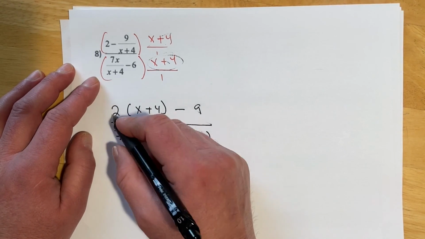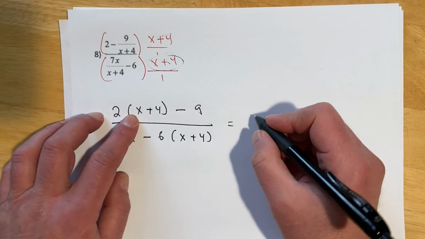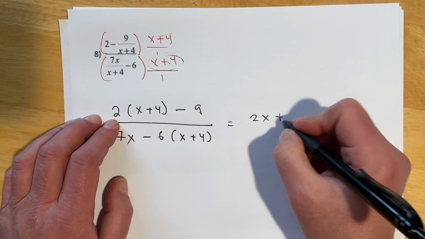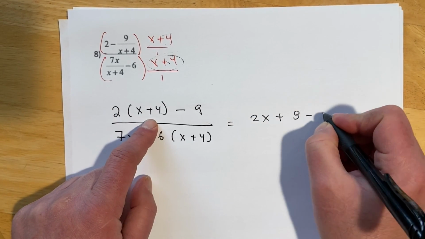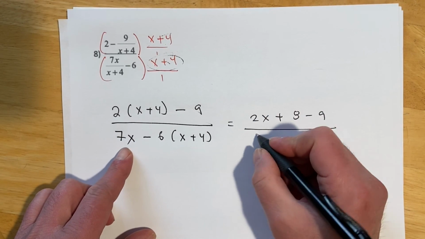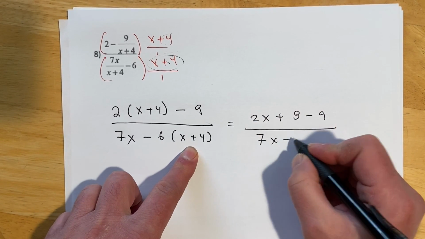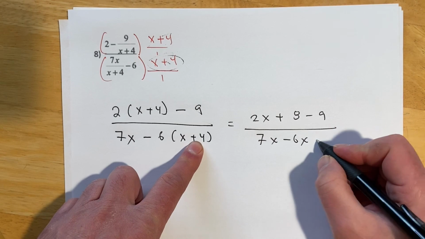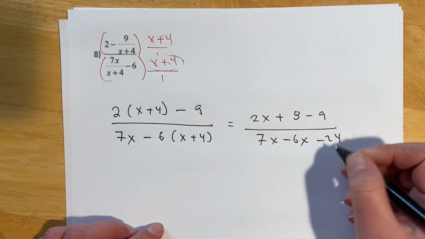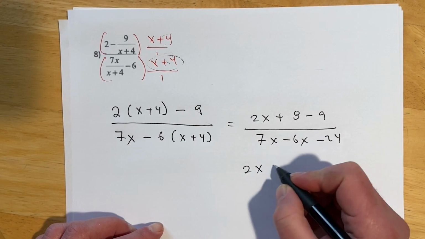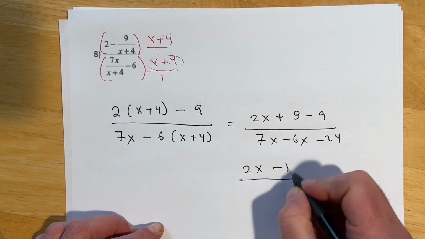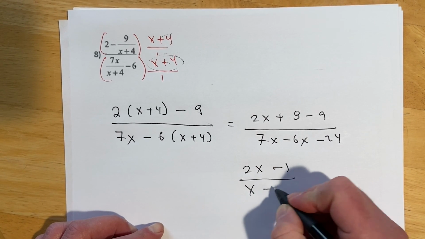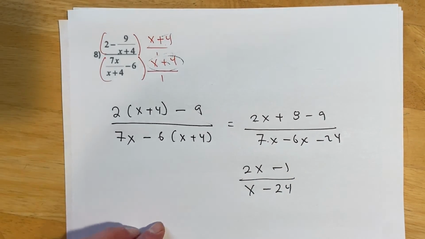And then collecting and simplifying, we're going to get 2x plus 8 minus 9 over 7x minus 6x minus 24. So it looks like we end up 2x minus 1 over x and then minus 24.